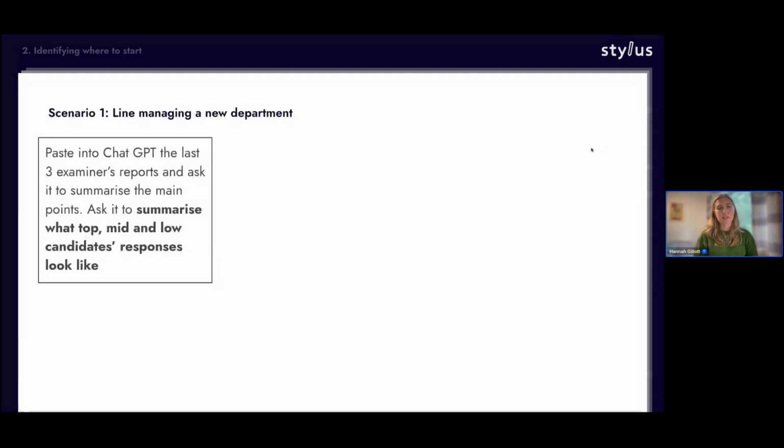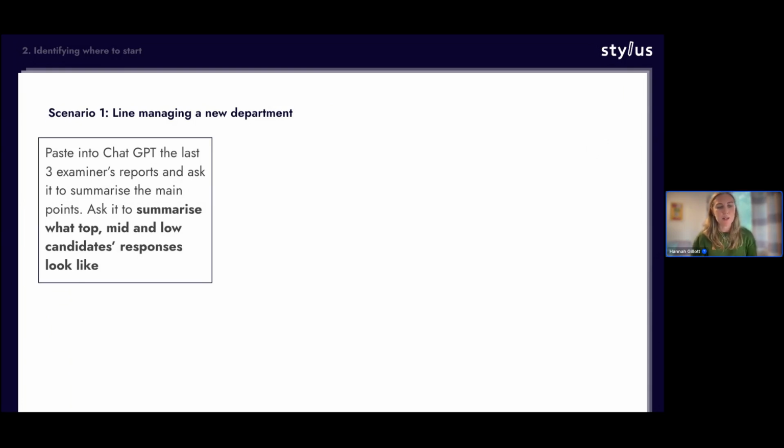So first thing we can do is go back to examiners' reports, any sort of standardisation materials, any sort of government level centralised report, and ask ChatGPT to summarise the main points. So we want to know what top, mid and low candidates' responses look like. If we're talking about non-exam years, we want to know the characteristics of really effective teaching. So Ofsted subject reports might be another great place to start here.